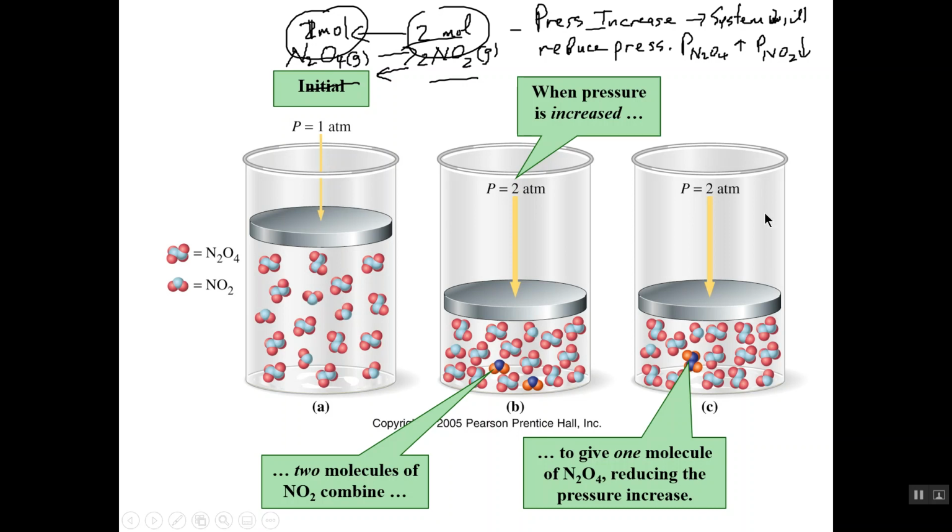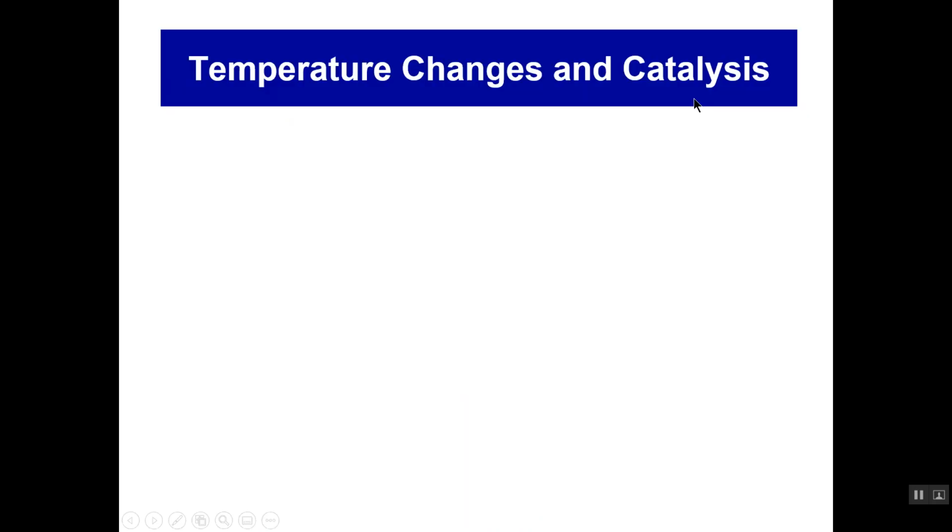So that's basically an illustration of how Le Chatelier's principle is applied to gaseous systems when the pressure of the total system is changed. You can make such predictions in that kind of situation. So we're going to stop here. The next thing we're going to talk about is how temperature changes and catalysts affect the equilibrium position. Until next time.